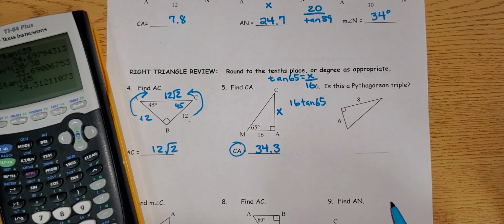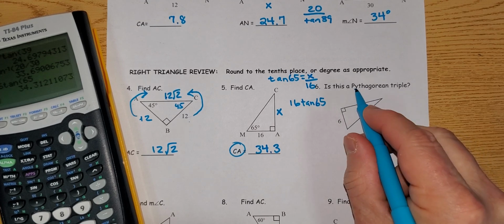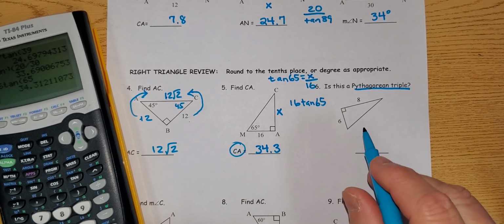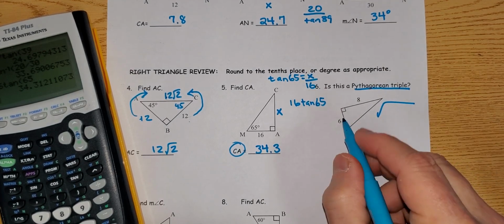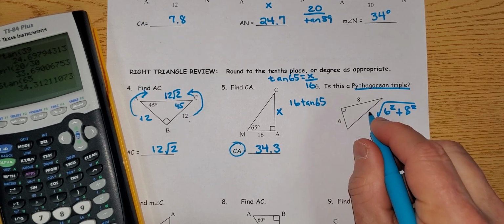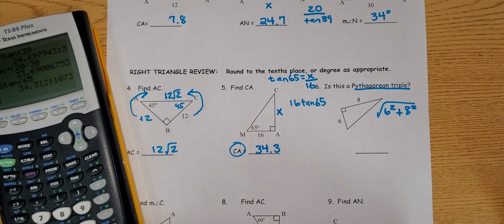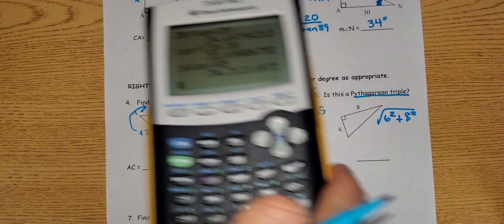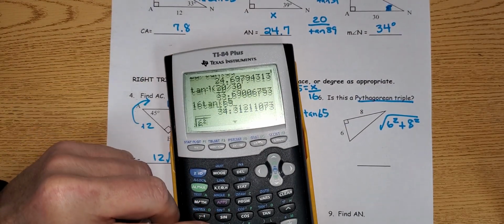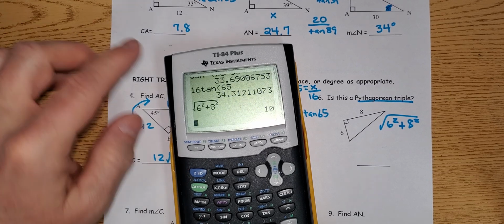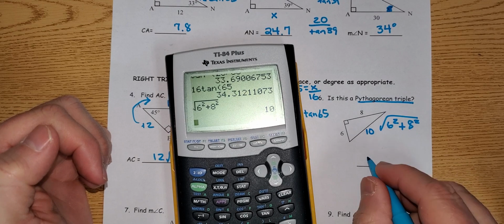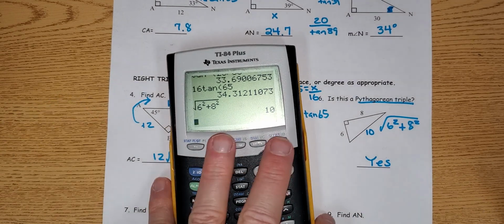Okay, is this a Pythagorean triple? Well, that means that all three numbers are whole numbers. Okay, 6 and 8 are whole numbers, so that's good. So now we have to use the Pythagorean theorem to find the third side to see if it's a whole number as well. Whenever you punch that into a calculator, you go second radical, 6 squared plus 8 squared, and you get 10. So is it a Pythagorean triple? Yes, all of them are whole numbers, so you would say yes. Okay, next.